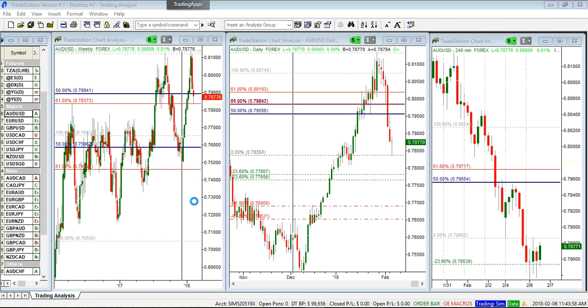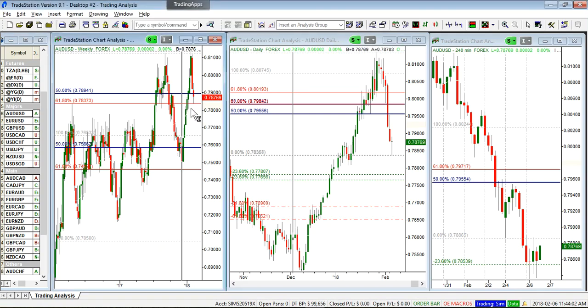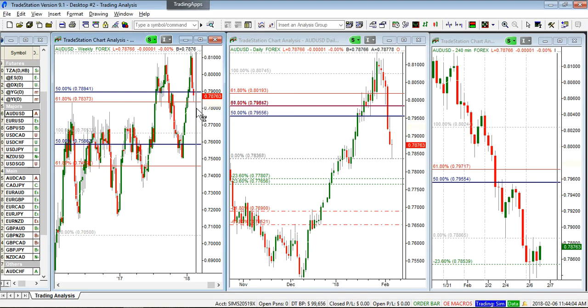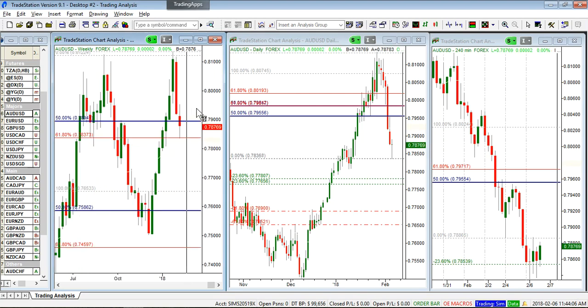Let's start with the majors. The majors, we are seeing the Australian dollar, US dollar, that has reached but not pierced that 78.37 here.